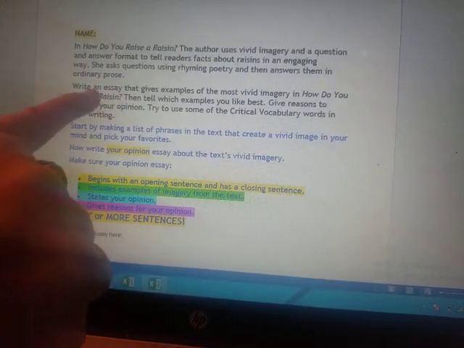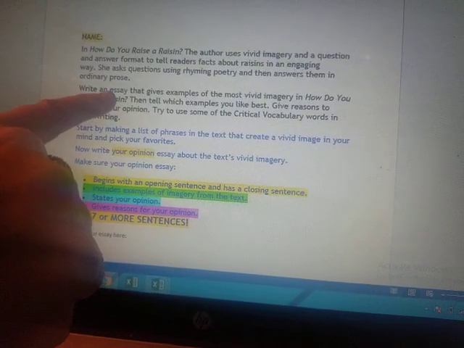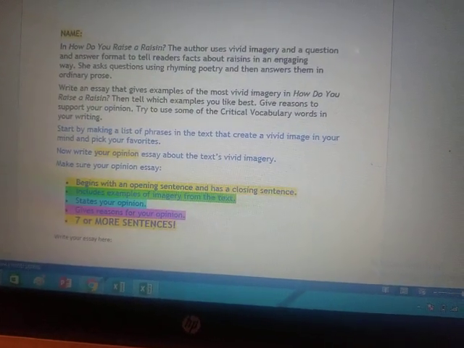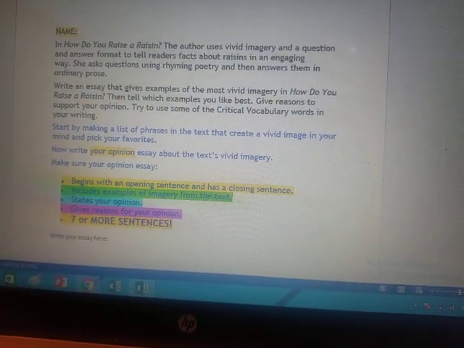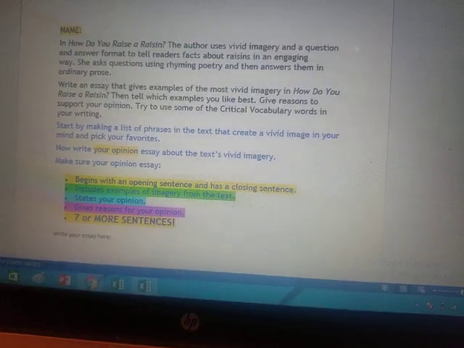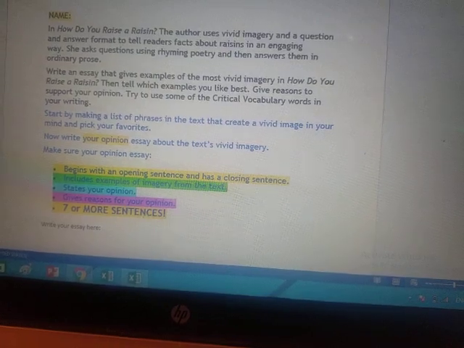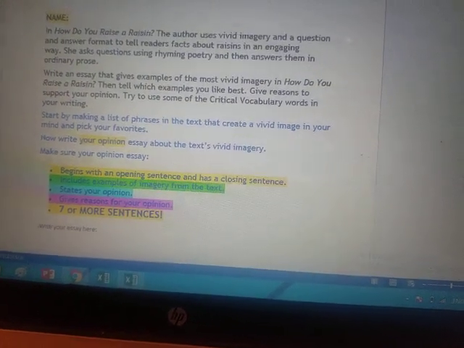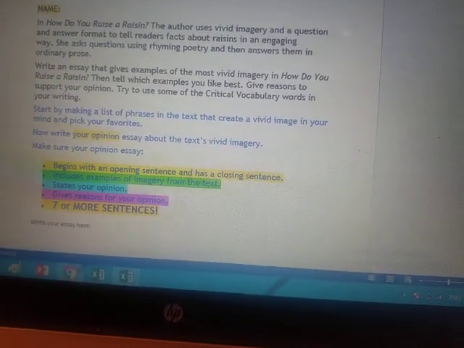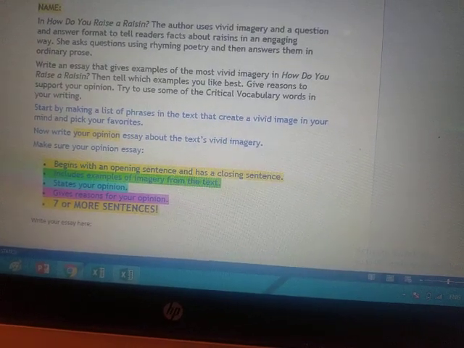You're going to write an essay. An essay means a paragraph that gives examples of the most vivid imagery in How Do You Raise a Raisin. So you're going to write a paragraph for me that gives me examples from the story where you find lots of adjectives.